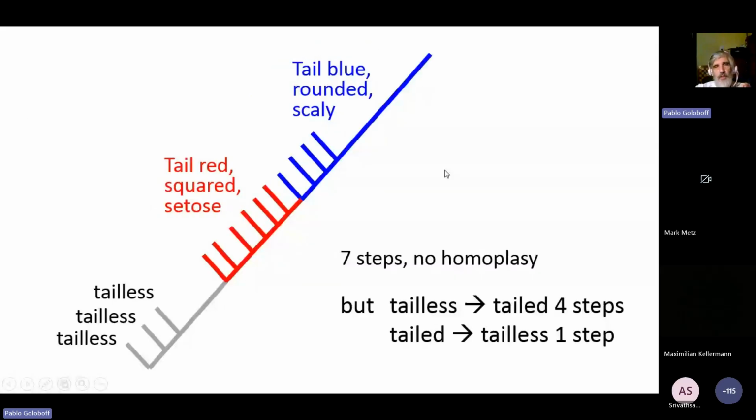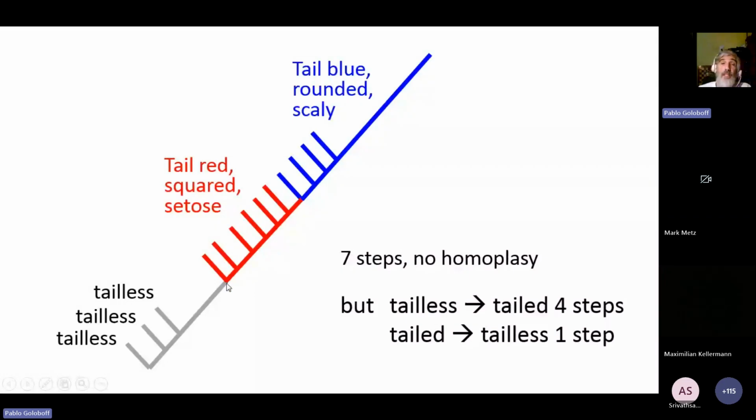This would be an optimal reconstruction. You can reconstruct the character in this way, which would have 7 steps and no homoplasy. This would be 4 steps in here, right? Plus 3 steps in here. But remember that the transformation costs for the variable are asymmetric. Going from no tail into a tail costs 4 steps, right?